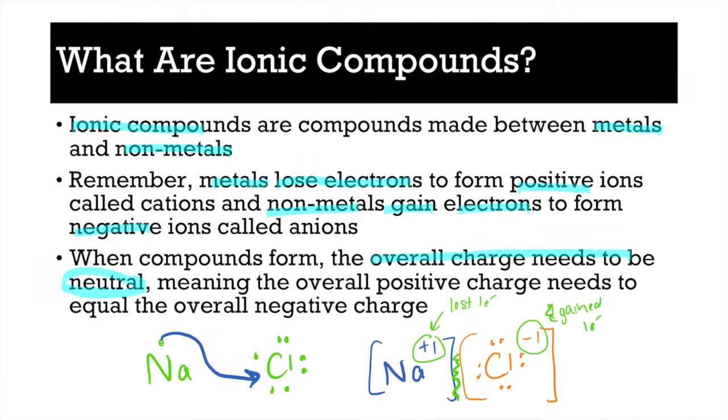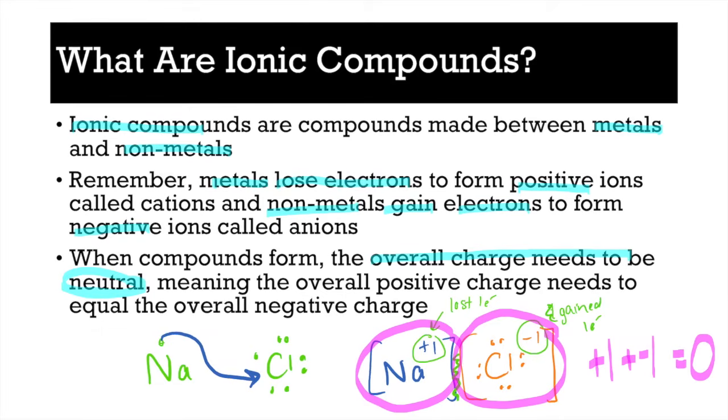So what that means is that the positive stuff needs to equal the negative stuff. So in our sodium chloride example, we have one positive 1 charge, and we have one negative 1 charge. So positive 1 plus negative 1 gives you 0. And as you progress through these questions, it will make more sense as we go on.